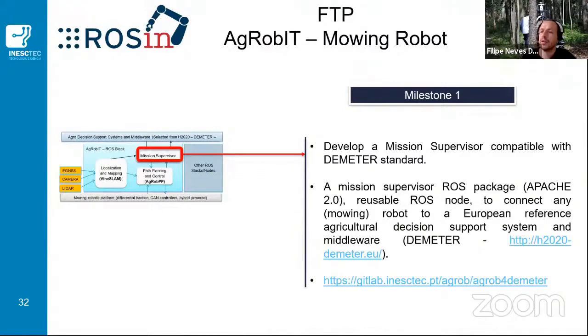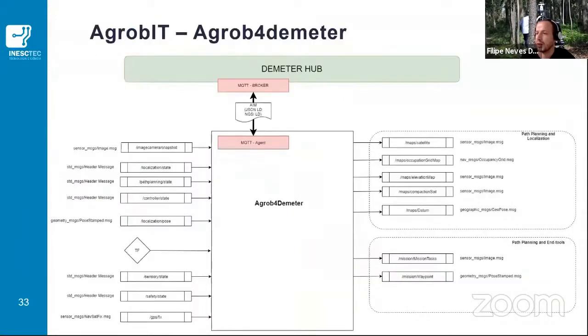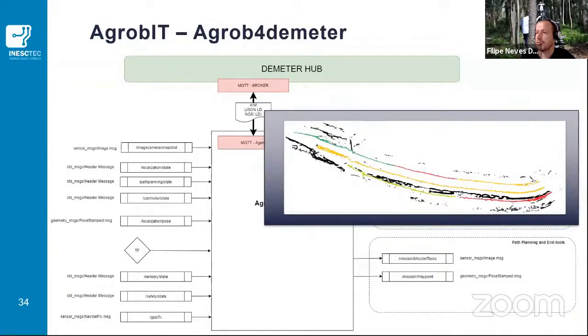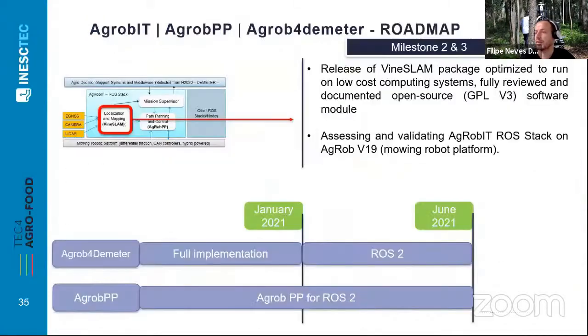And so what we are also developing is a mission supervisor that can receive a prescription map and then decompose that prescription map into a set of actions for the robot actuations and for the robot path planning. This can bring together several pieces of information that are stored in ROS, but also communicate with the standards being defined for the Demeter project, okay? From a prescription map that we have here, it is able to decompose this information.